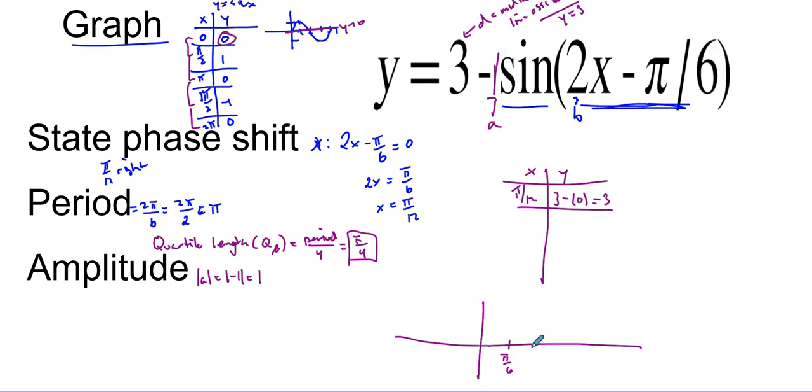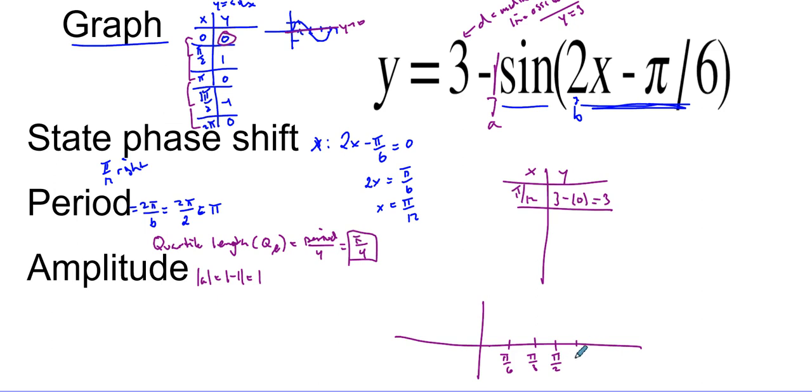All right. And then we'll have another pi over 6 that'll be pi over 3. All right, we'll go pi over 2, somewhere right there. Correct. So that's going to be 2. 3 pi over 6 is pi over 2.